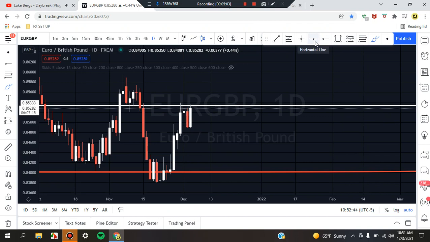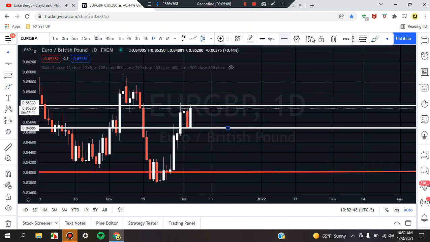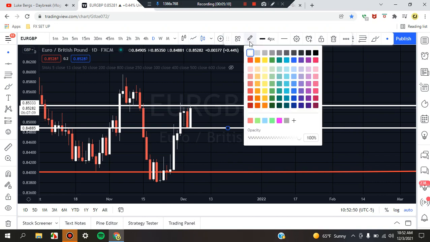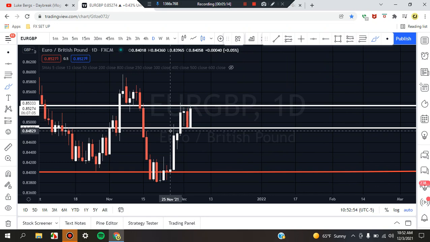Let's grab another horizontal line. Let's put it towards this low. So all we're waiting for is this market to consolidate. Market is consolidating, kind of got that break and retest. So we're going to see if it's going to consolidate and finally break out to the downside.